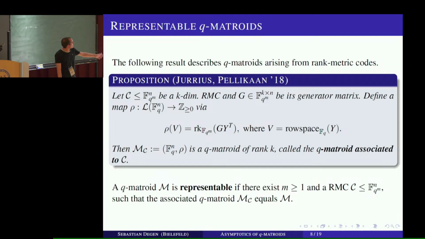So we have associated a q-matroid to a rank metric code, but we can also go the other way around. When we have a given q-matroid, we call it F_{q^m}-representable if we can find a rank metric code for a suitable field extension such that, when we build the associated q-matroid to this rank metric code, it equals the original q-matroid we are looking at. Okay, so this is all about the background.